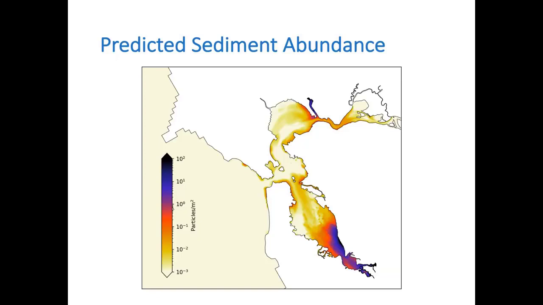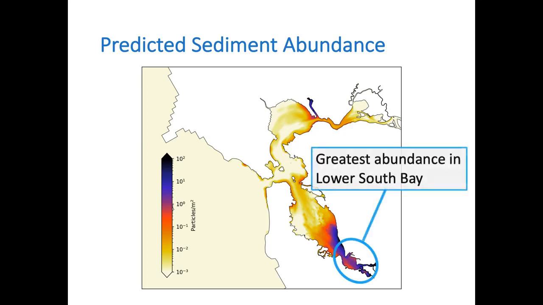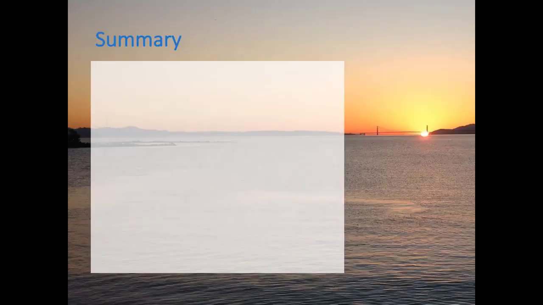And I guess in Diana's slides I should have shown the bubble plots, but in Diana's slides on the sediment concentrations, in general, they were higher in the lower South Bay. Based on the coloration, the model pretty much predicted that general pattern. So we had the highest abundance in lower South Bay.